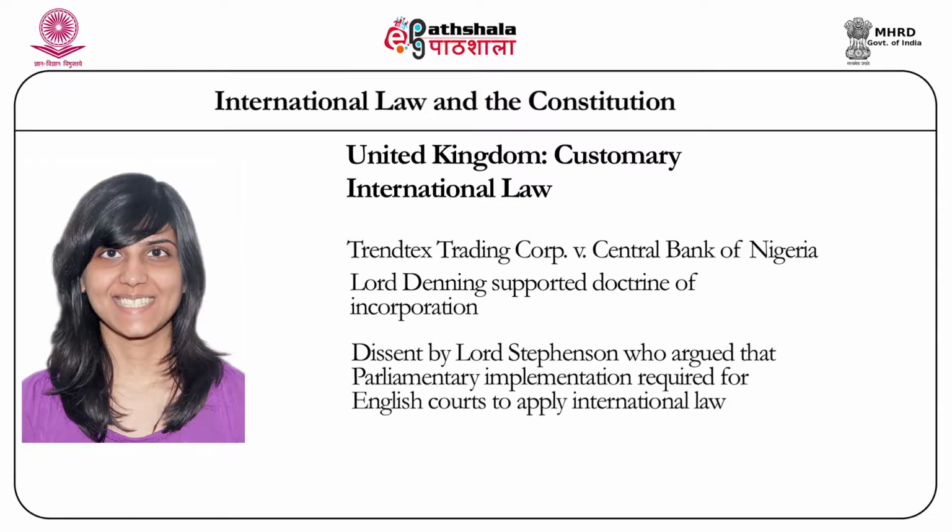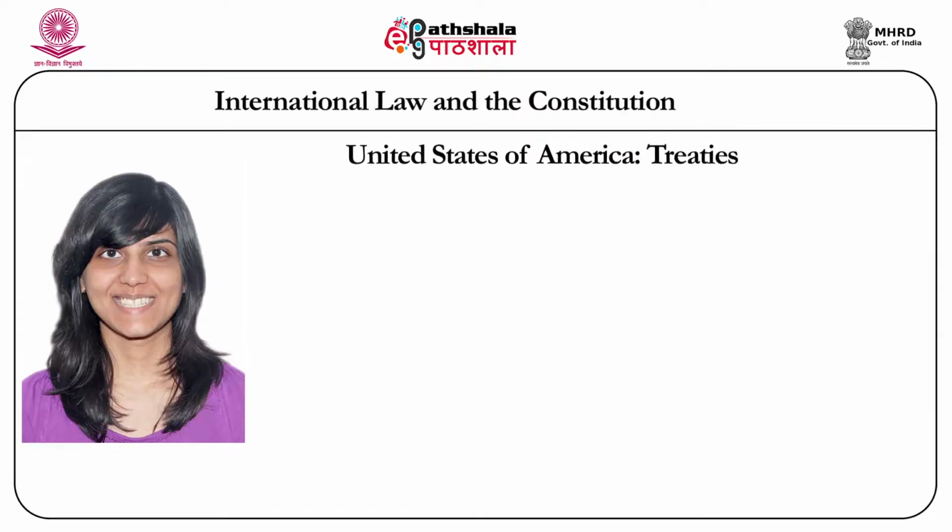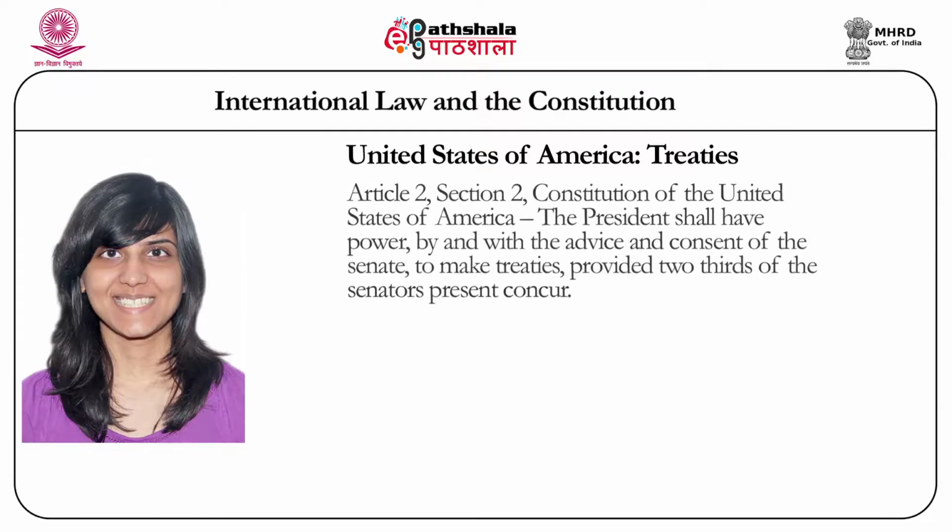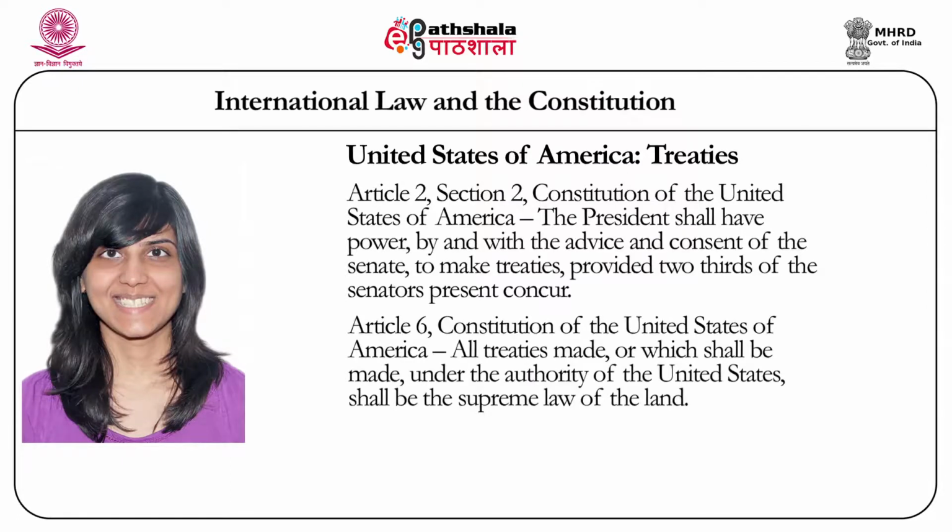Finally, let's discuss the position of law in the United States. To start with, let's focus on treaties. A part of Article 2, Section 2 of the Constitution of the United States of America reads, "The President shall have power, by and with the advice and consent of the Senate, to make treaties, provided two-thirds of the senators present concur." In addition, a part of Article 6 of the Constitution reads, "All treaties made or which shall be made under the authority of the United States shall be the supreme law of the land."